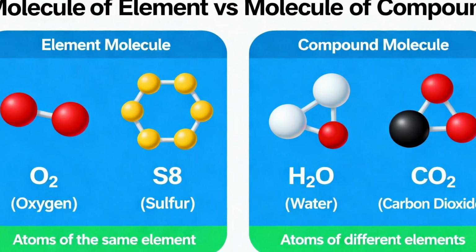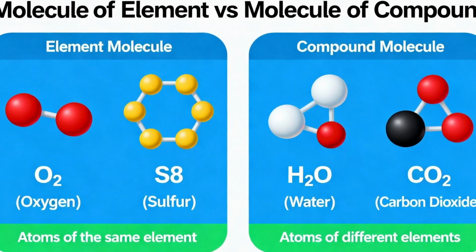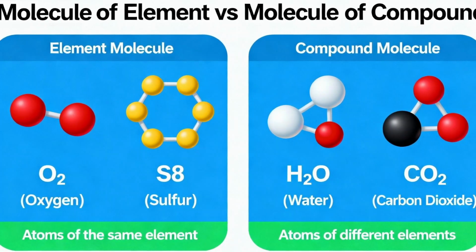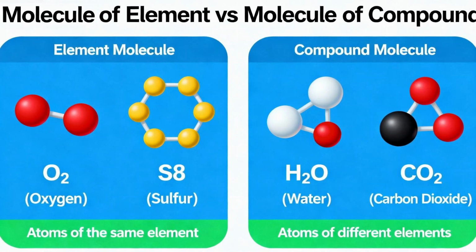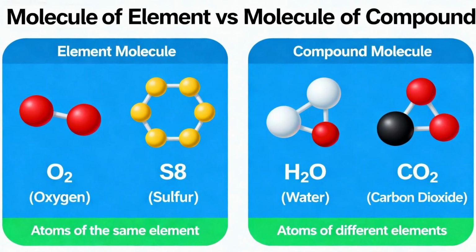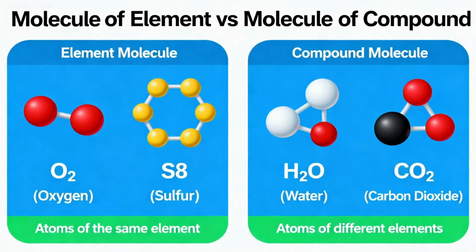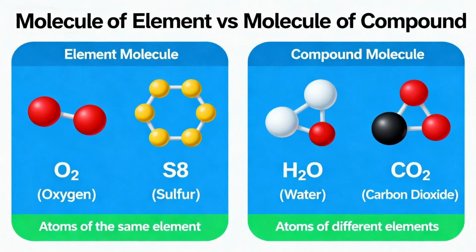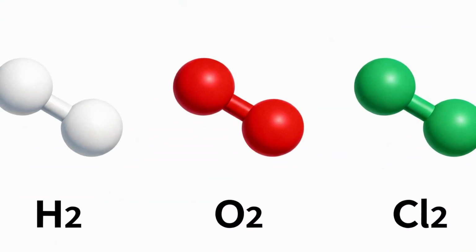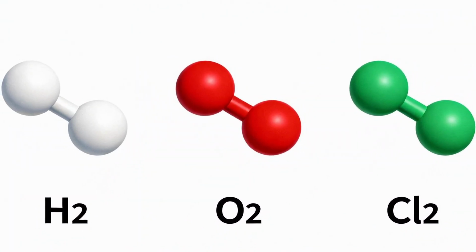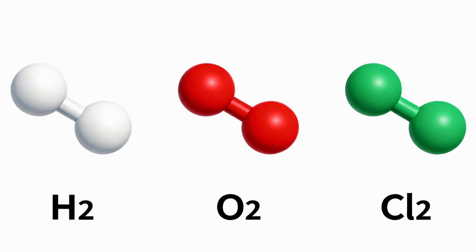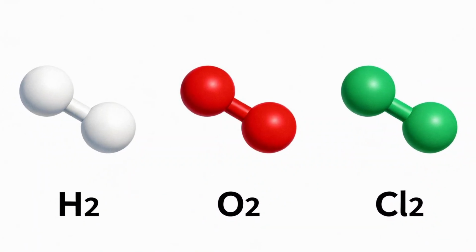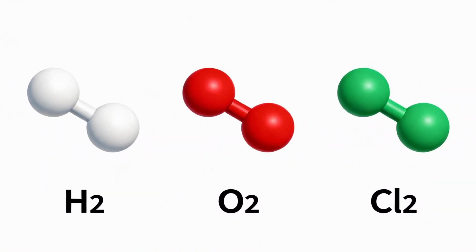What is a molecule of an element? When two or more atoms of that element come together, they form a molecule of that element. For instance, we have H2, which is the molecule of hydrogen gas, one molecule of hydrogen gas. Two atoms have come together to form that molecule, so it is said to be a molecule of hydrogen gas.